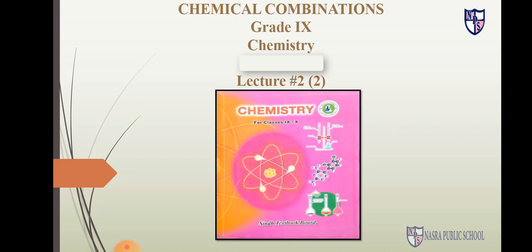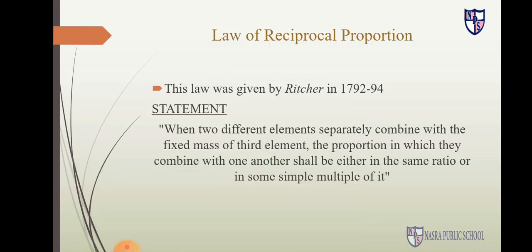Now we will discuss part 2 of lecture 2 of second chapter, chemical combinations, grade 9 chemistry. Now we are going to discuss a new law of chemical combination that is called law of reciprocal proportion. This law was given by Richter in 1792-94.